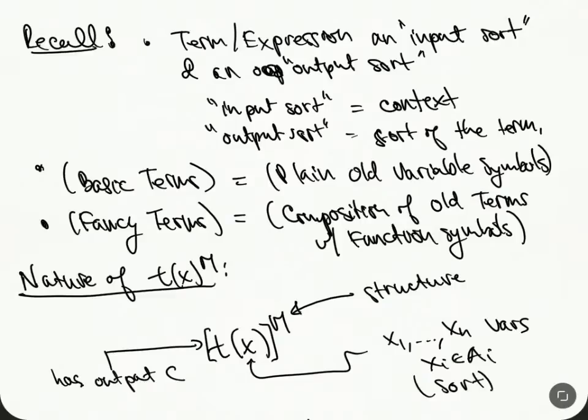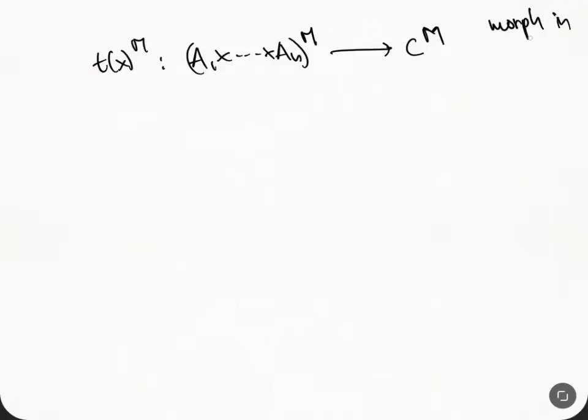And so what we end up getting is, okay, so this is all the pieces. We have these xi's, they have all sorts ai's. So we'll get something from a1 cross so on to an. So this is the interpretation of this in the structure, to the interpretation of this guy. So now this is a morphism in our category C.